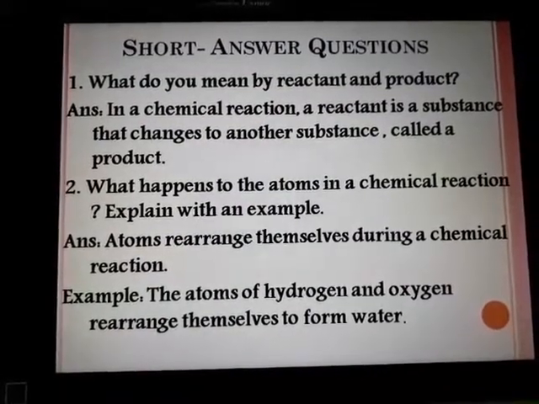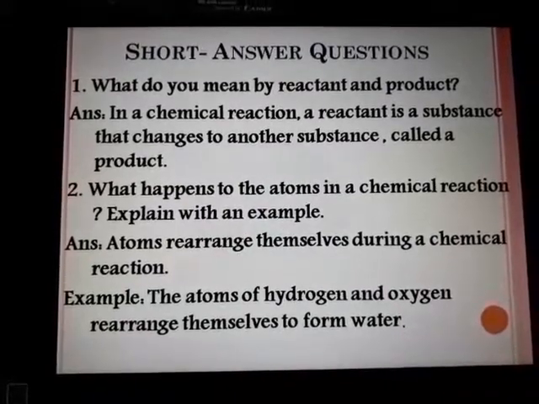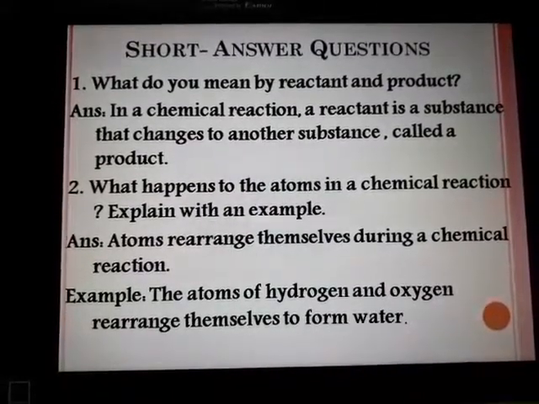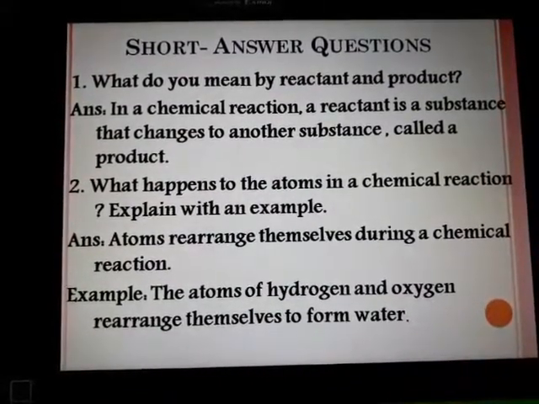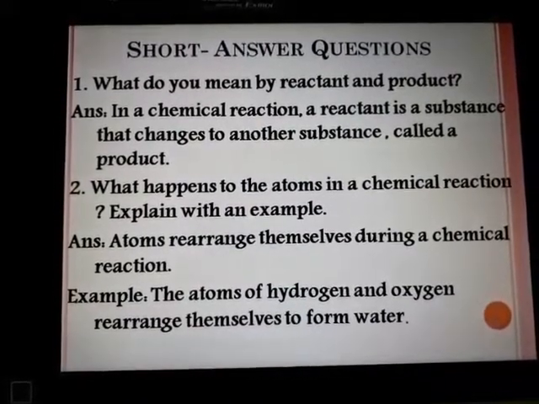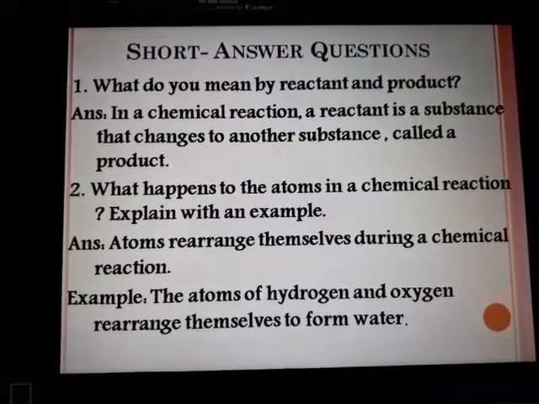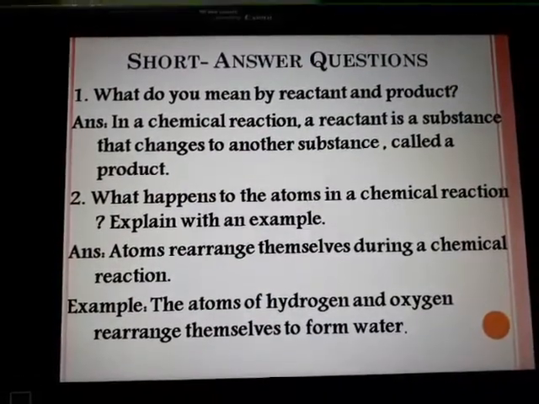Second question, what happens to the atoms in a chemical reaction? Explain with an example. Write down the answer. Atoms rearrange themselves during a chemical reaction. Example, the atoms of hydrogen and oxygen rearrange themselves to form water.